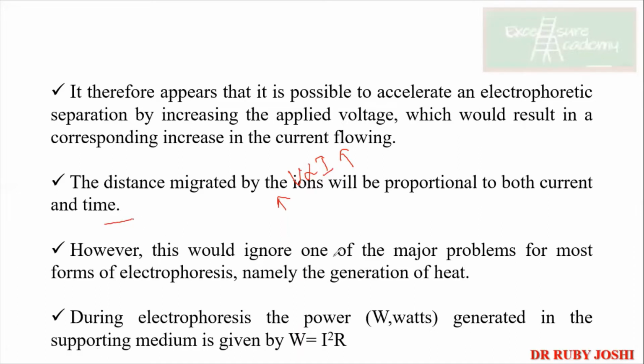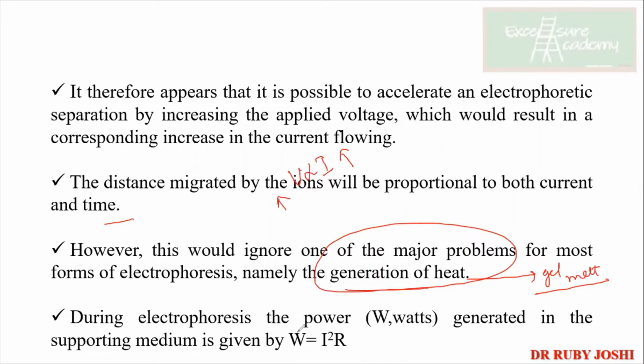However, this would ignore one of the major problems for most forms of electrophoresis, and that is generation of heat. So we cannot just put a higher voltage to get more current so that separation is quicker, because eventually it is going to result in the generation of heat. If heat is generated, what will happen? Your gel will melt. So we have some defined protocols which you need to follow. You shouldn't go beyond 150 or 200 volts.